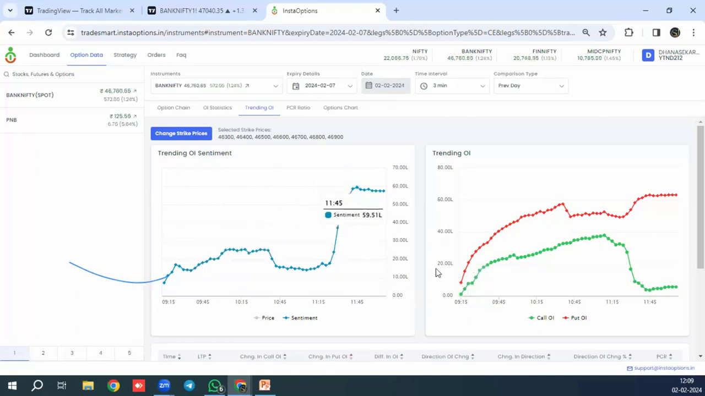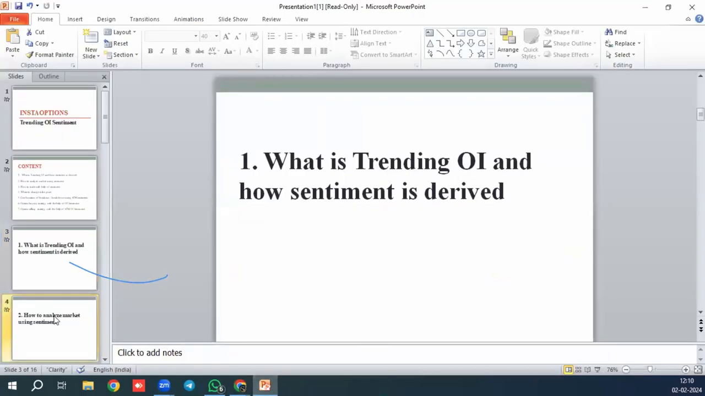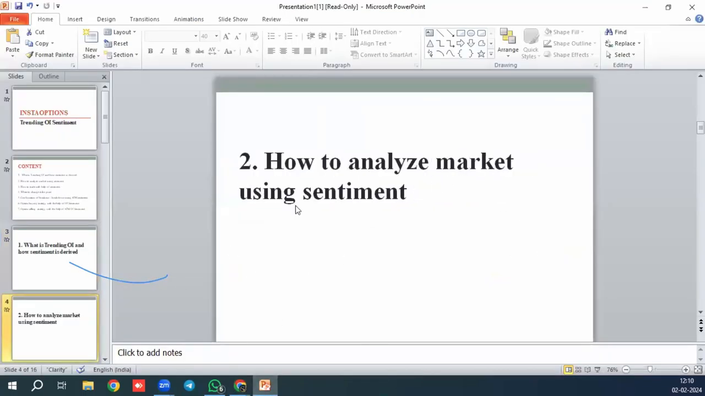So the difference between these two has been derived here, and it gives you a sentiment figure. We can assume that if this is positive, market might go up. It is not necessary that just because sentiment is positive, market should shoot up. Accordingly, we can place any trades. Now, next one, how to analyze the market using this sentiment.